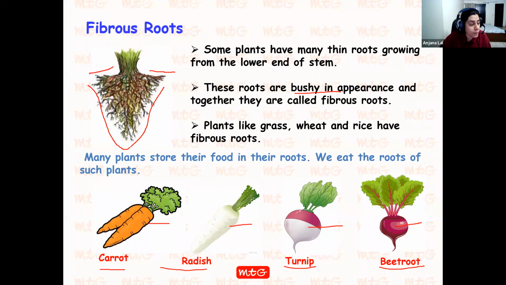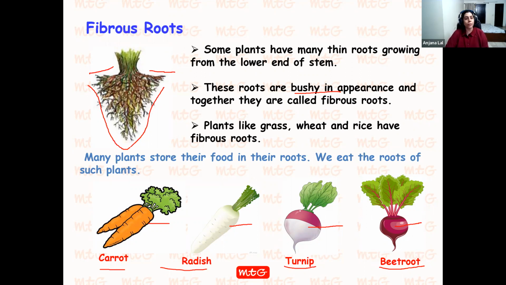Ayush beta, can you unmute yourself and tell me what are the examples of underground roots? It's right in front of you, beta. Carrot, radish, turnip, and beetroot. Fabulous. Thank you so much, beta.